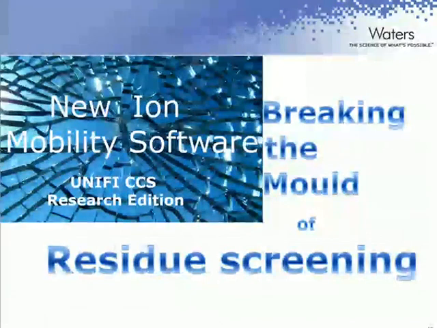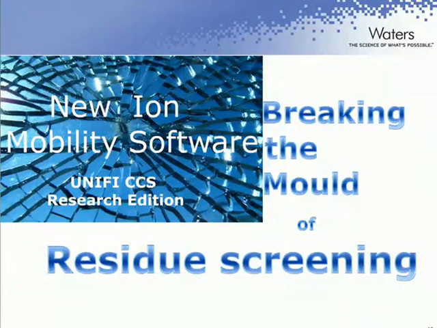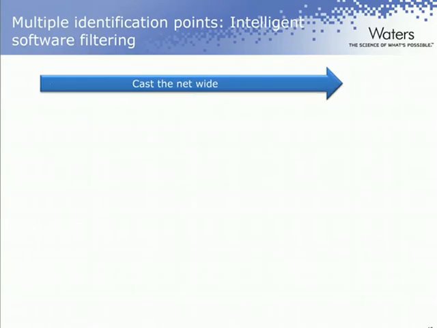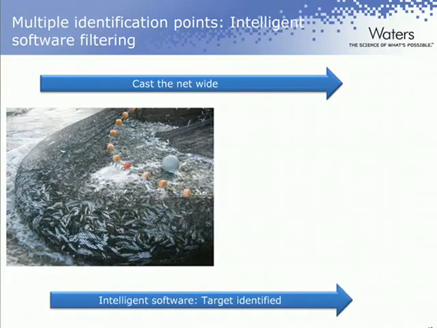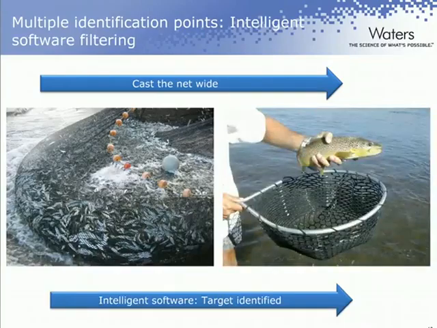So let's take a look at the new ion mobility software, the Unify CCS Research Edition. I believe that collision cross-sections and ion mobility are going to break the mold of residue screening and change the way that people will perform residue screening in the future. So we'll take a look at some data, an approach here. Here we're going to cast the net wide. Rather than applying very tight tolerances, we're going to apply less stringent tolerances, so we want to catch everything. Then we're going to apply intelligent targeted software filtering to find our target of interest.